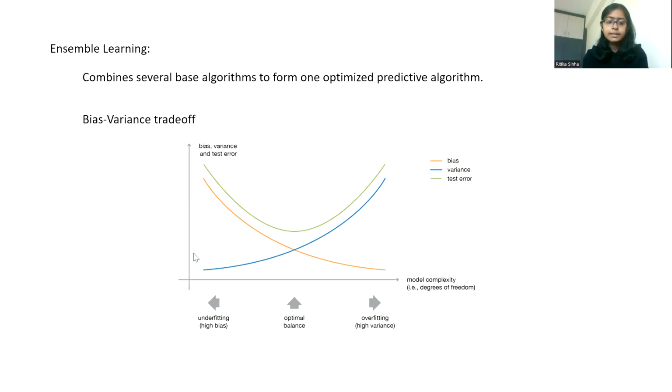Now, as we can see in this illustration, bias is a decreasing function, whereas variance is an increasing function. The optimal balance is obtained when the two lines cut each other. The test error is also minimum in this case. If we try to minimize the variance, we may end up in the underfitting zone as the bias increases. Similarly, if we try to minimize the bias, the model tends to overfit as the variance increases.